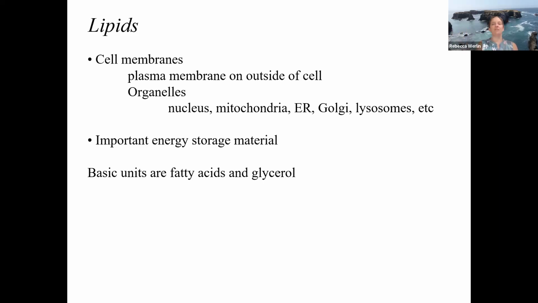Now, eukaryotic cells are often very complex and will have multiple organelles, such as the nucleus, multiple mitochondria, a smooth and rough endoplasmic reticulum, a Golgi apparatus, various lysosomes, etc. Now, prokaryotic cells can also be fairly complex inside, but prokaryotic cells do not have organelles. Lipids can also be used for energy storage. And the basic units, the building blocks of lipids, are going to be fatty acids or hydrocarbon chains, and then glycerol.